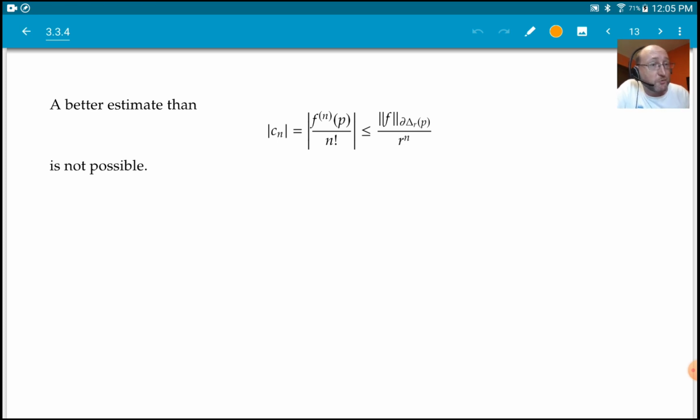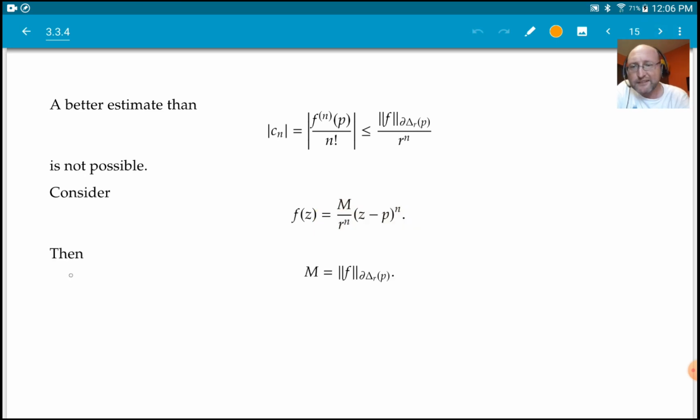So let's just give an example where the inequality is an equality. We're saying that something better than this is not possible, and you just think of the stupidest possible example. So if you think of some fixed n, and just think of this function over here. It's just one term in the power series. It's just a polynomial.